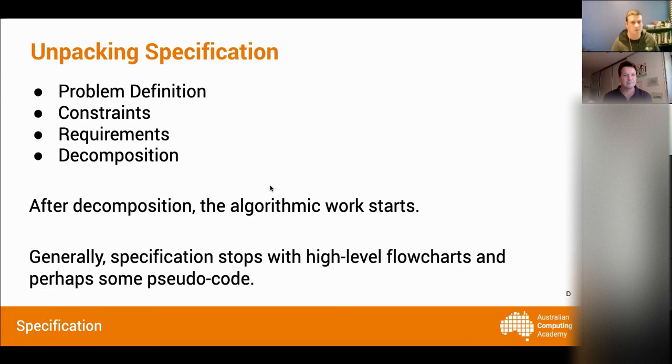Once we've decomposed the problem and we know how to break it up, then we can start on the algorithmic work, before we leap into the implementation where we're actually coding it. If you're not familiar with pseudocode, that's a representation of code that is not specific to a particular language. It's often used as a step between, say, flowcharts and actually implementing that code in a language like Scratch or Python or so on. Once we get to that point, that's where we would normally stop the specification.